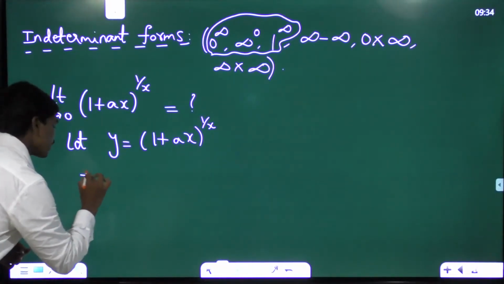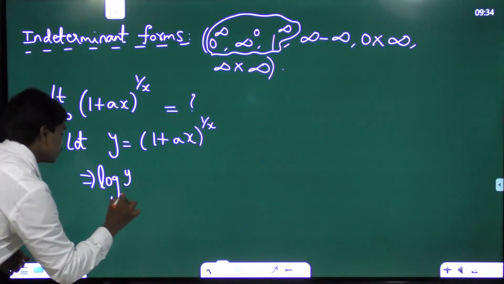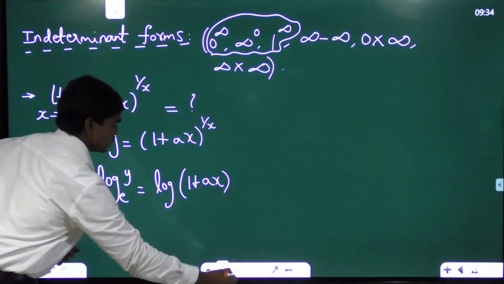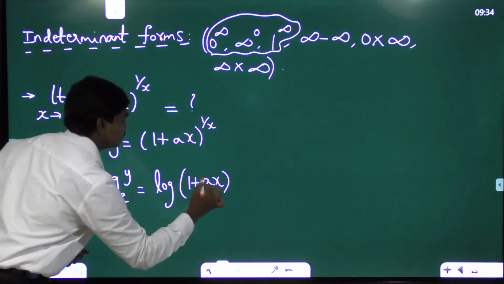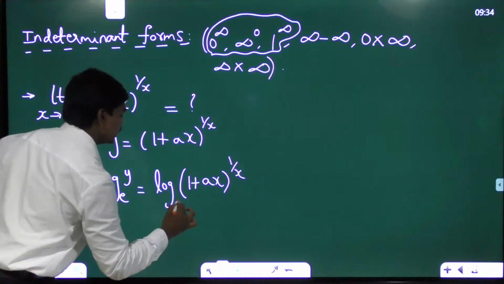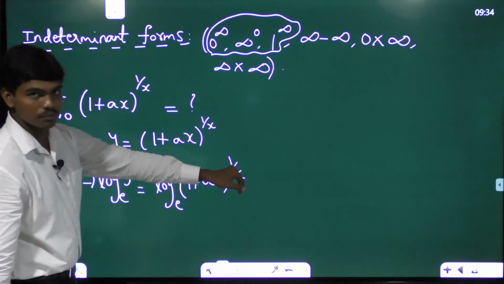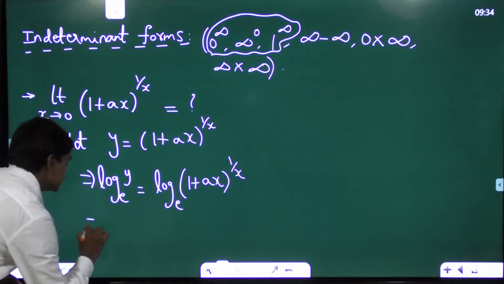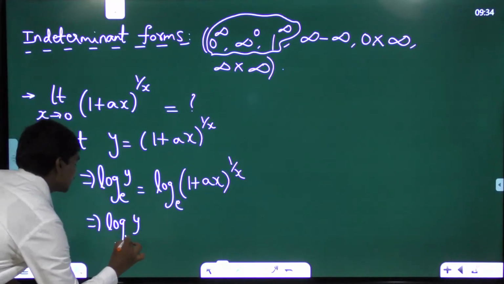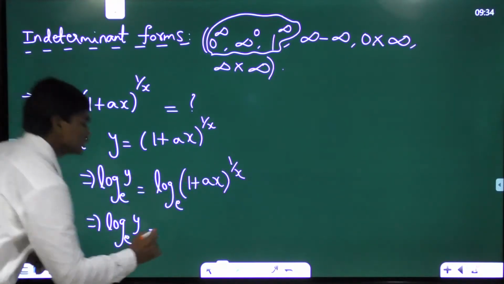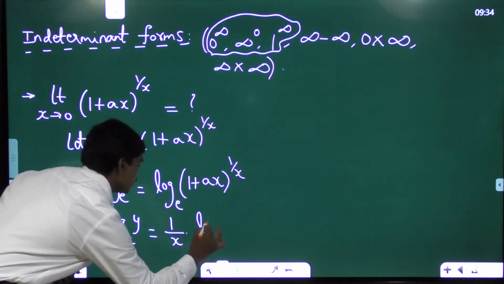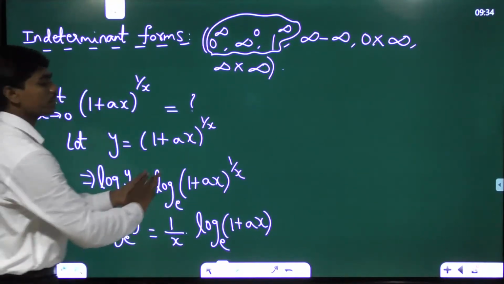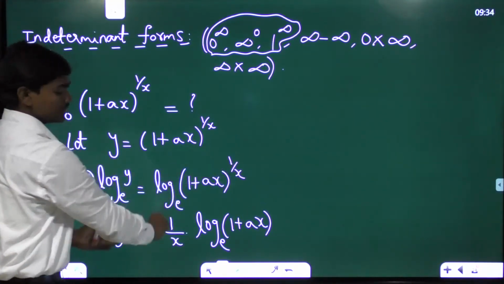Okay, so if you apply logarithm here on both sides, log y to the base e is equal to log of (1 + ax) whole power 1 by x to the base e. And log of x power something, then this something which is on the top of this number can be written as a multiplication here, which means log y to the base e is equal to 1 by x into log of 1 + ax to the base e, because this 1 by x is on the top of this. So when you apply logarithm, this can be written forward.